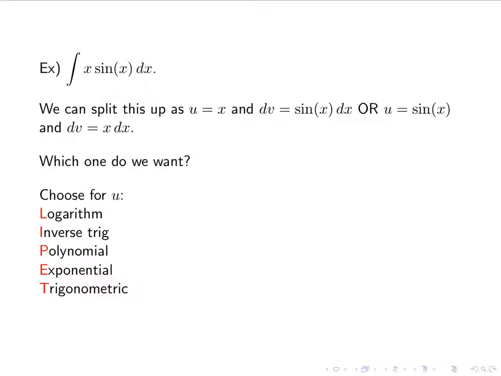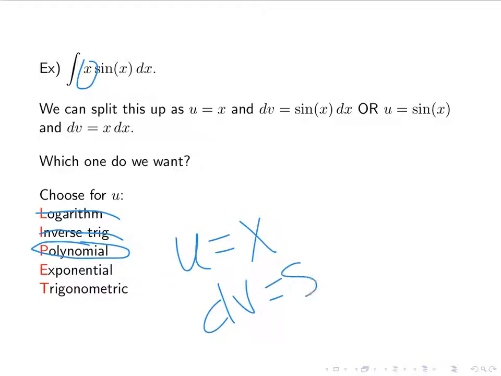Okay, so we go down the list. We don't have a logarithm. We don't have an inverse trig. We do have a polynomial. Remember that x is a polynomial. It's a monomial, but it's a polynomial. So this means we want u to be our polynomial, which is x, and dv to be the rest, the trig function. Okay, so that's what we're going to choose.